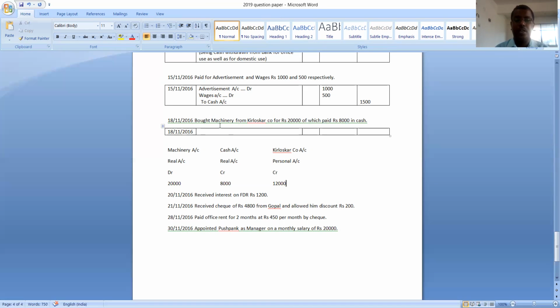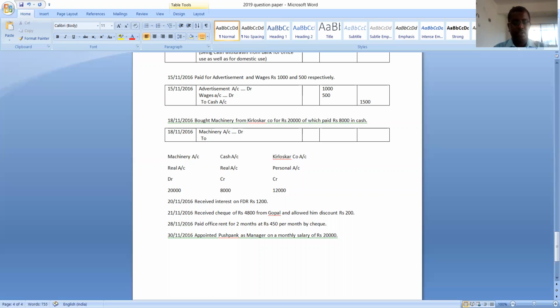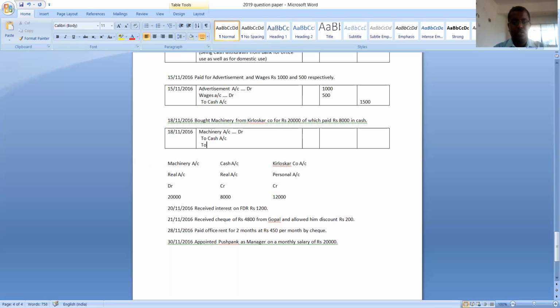So let us pass the journal entry now. Which account should be debited? The machinery account should be debited. Which account should be credited? To cash account. And to which account? To Kirloskar company account. Let us write the amount. We bought machinery worth rupees 20,000, so machinery account debit rupees 20,000. We paid them cash rupees 8,000 and had to pay 12,000. Understood?